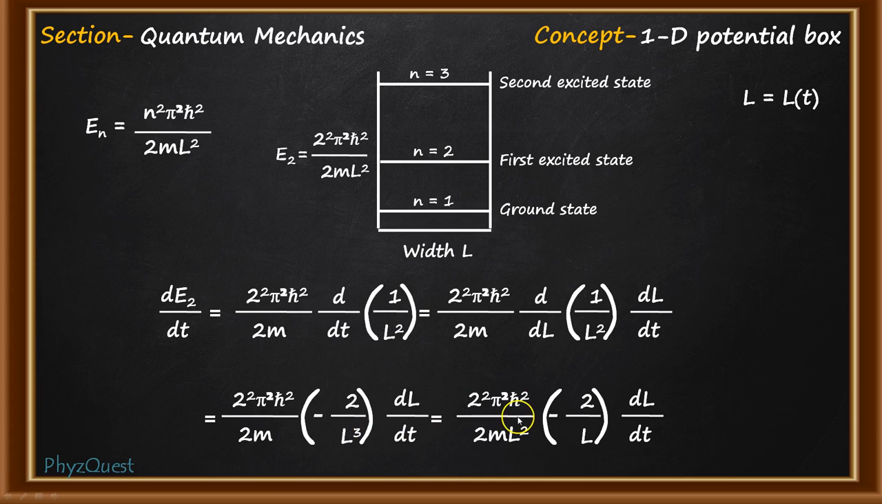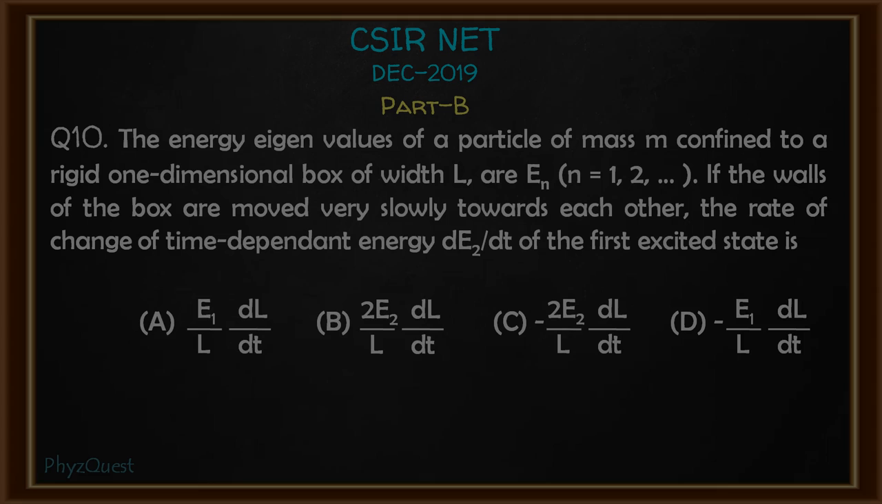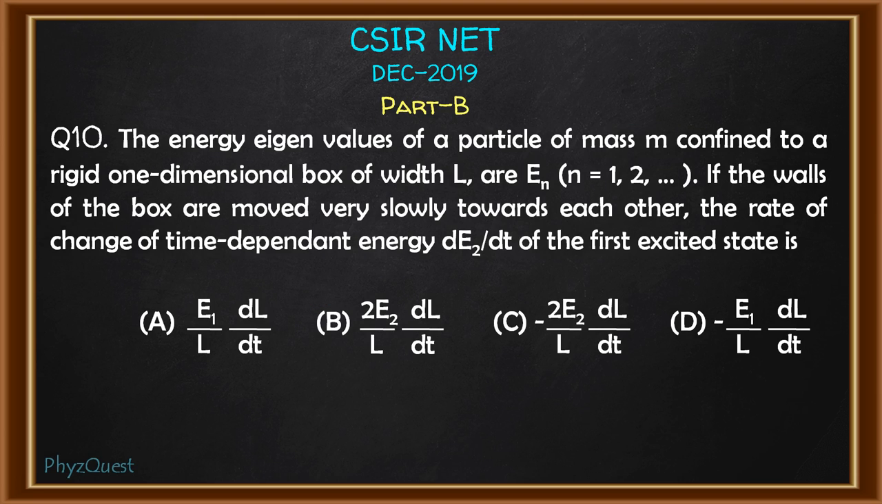Now this expression is nothing but the expression of E2. So instead of this expression, we can just put E2 in this place. So this will be equal to minus 2E2 divided by L times dL by dt. This is the final expression we have got. Now let's check the options. You can see option C is matching with our result. So the correct answer for this question is option C.